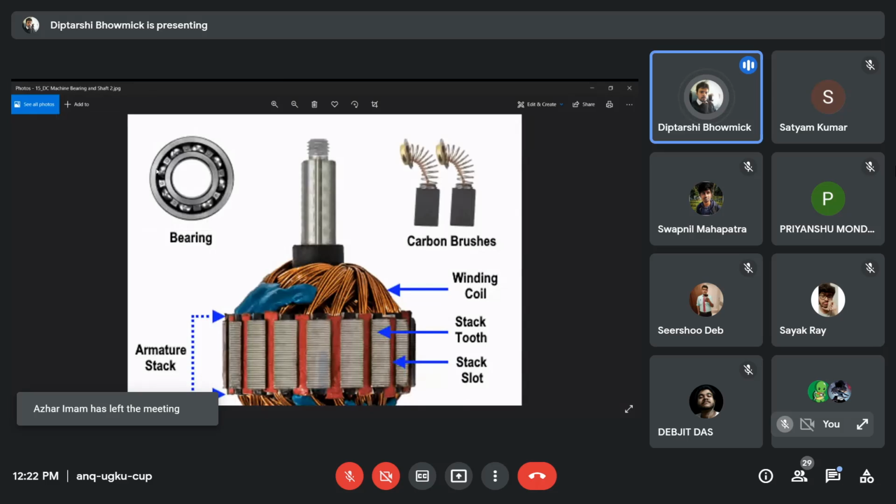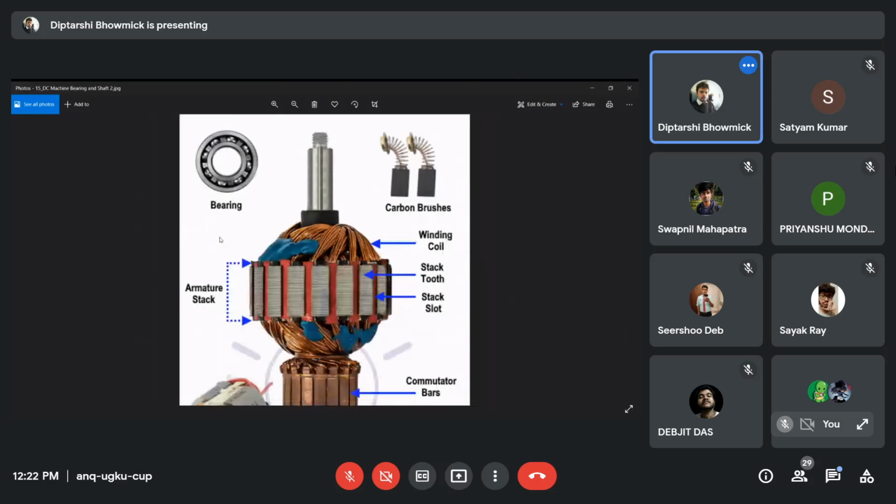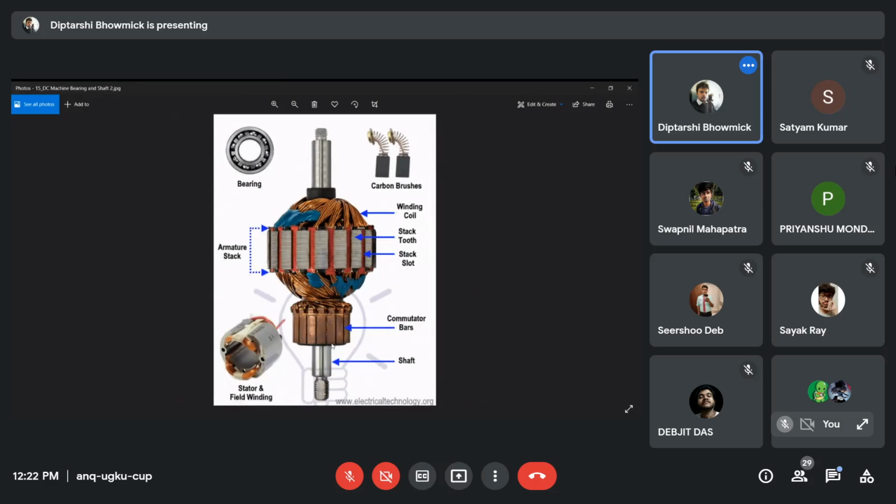Bearing consists of three parts: the outer ring, the inner ring, and the balls. And this is placed somewhere over here and here. The bearings are placed on both sides, because otherwise there will be no use. At both sides you have to place the bearings. So these are the ball bearings.